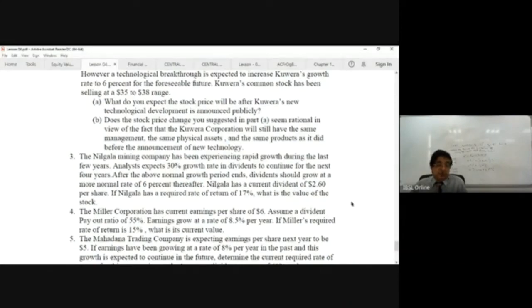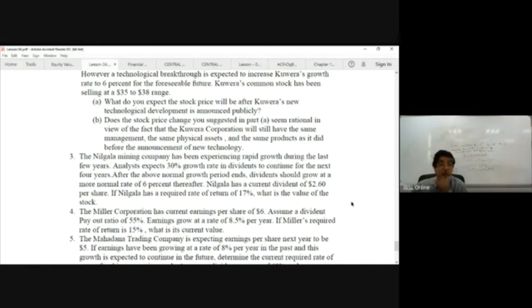We have to go for the two-stage model. Now we will see how we are going to do it. The growth rate is 30% at the beginning, and the second-level growth rate is only 6%. The current dividend is 260. It says in the question how long it would go: the high growth will go for 4 years. We will have to calculate the cash flows for 4 years at the beginning.